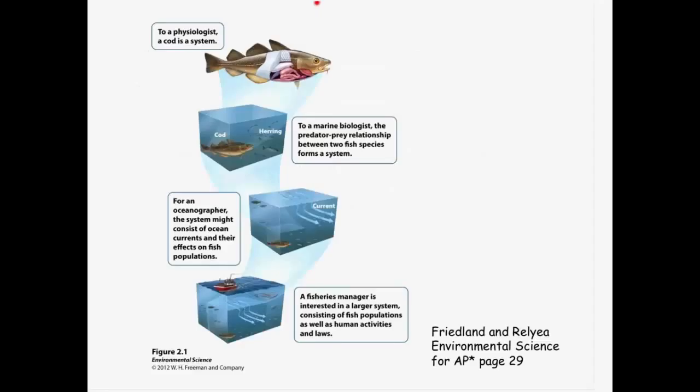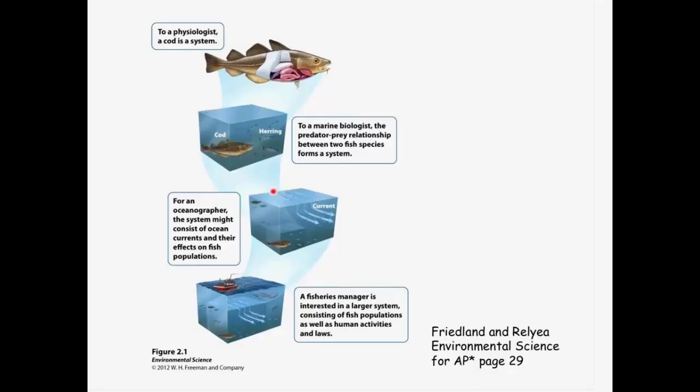In Chapter 2, our first example of showing how there are different systems, and systems are defined by the user, by the student or by the instructor. To a physiologist, a cod is a system. So just one fish could be the entire system to a physiologist. To a marine biologist studying the interaction between a predator and prey, then this two-species interrelation is a system.